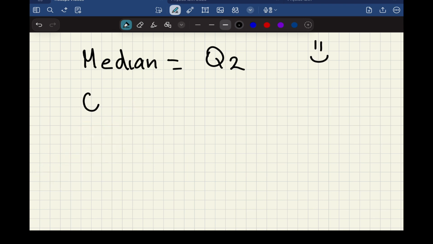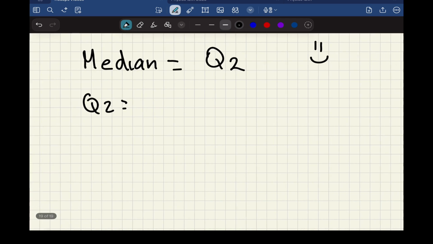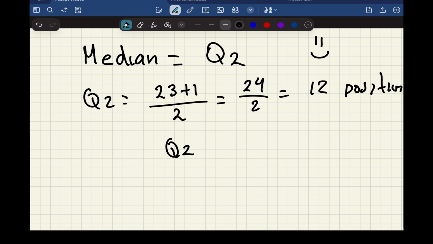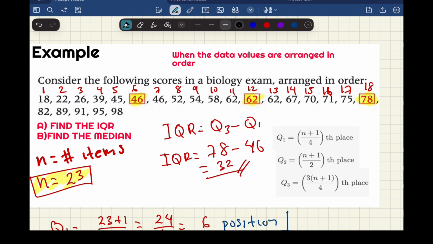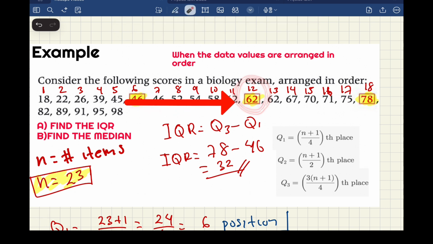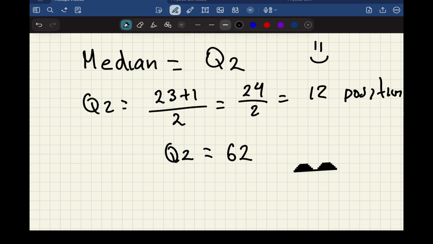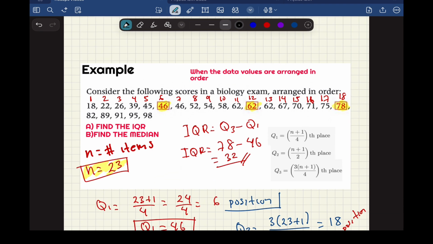So if we use the formula for finding the median, it is n plus 1 divided by 2, and remember n is 23, so 23 plus 1 divided by 2. This is obviously 24 divided by 2, so this is 12. Position 12: in this case, what are my numbers here? The number using the position 12, this one, is the median. So that's it. Q2, the median, is 62, and that's it. This is how we can find the quartiles by hand, manually.